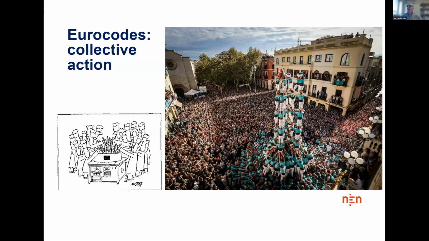Sometimes it has been an experience of collective action. And collective action sometimes has these results on beautiful outputs, like, for instance, this Castell, which was a record. This is a kind of sport that is practiced in the region I'm living in, Catalonia. And so this is the nice side of collective action.